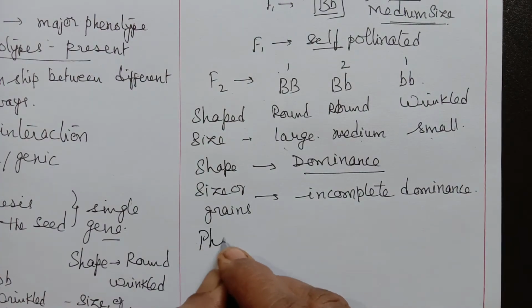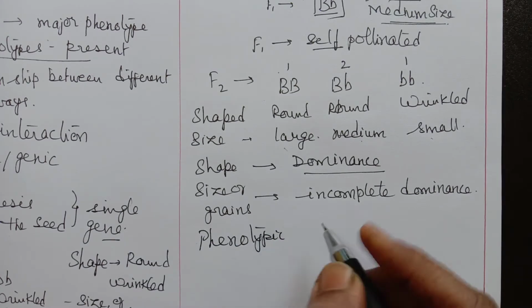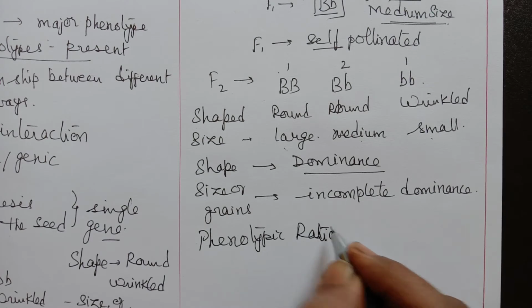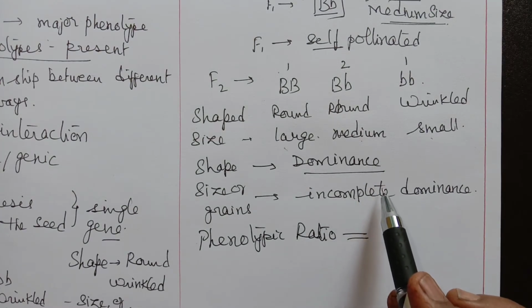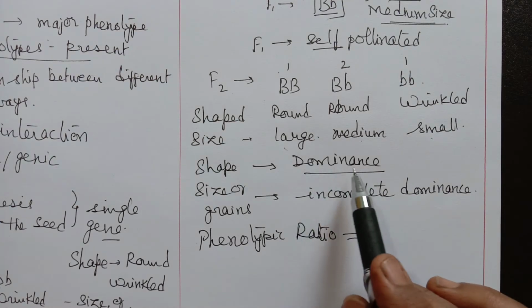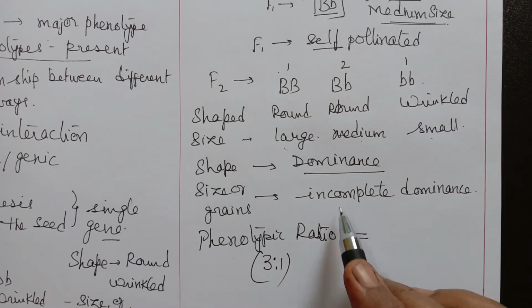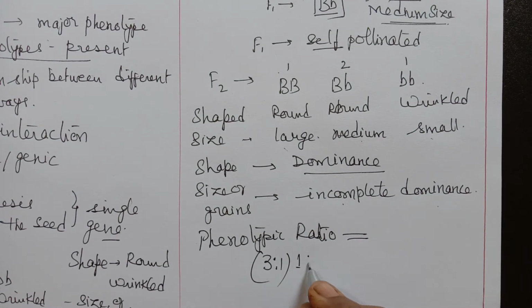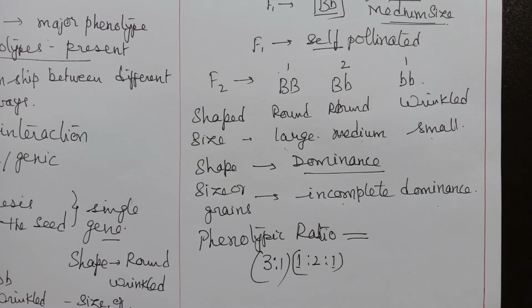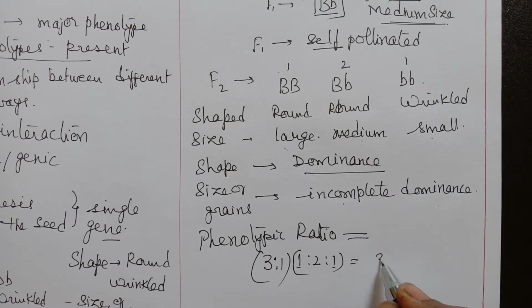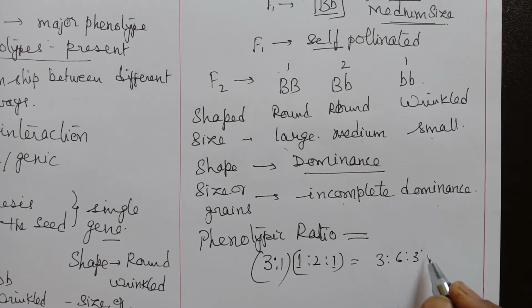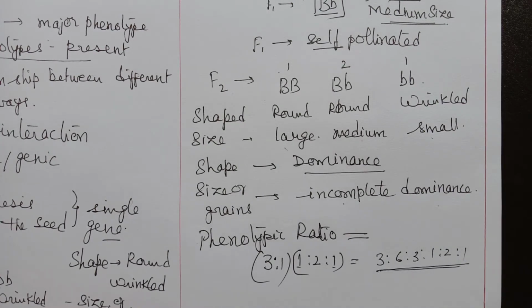So here the phenotypic ratio we can calculate by multiplying the phenotypic ratios of these two. We know dominance will show a phenotypic ratio of 3:1, multiplied by incomplete dominance, which will show a phenotypic ratio of 1:2:1. So here we get a ratio of 3:6:3:1:2:1. This will be the phenotypic ratio in case of pleiotropy with respect to starch synthesis.